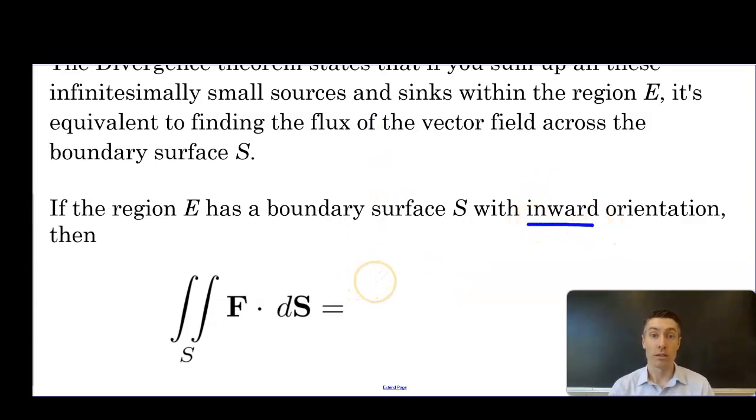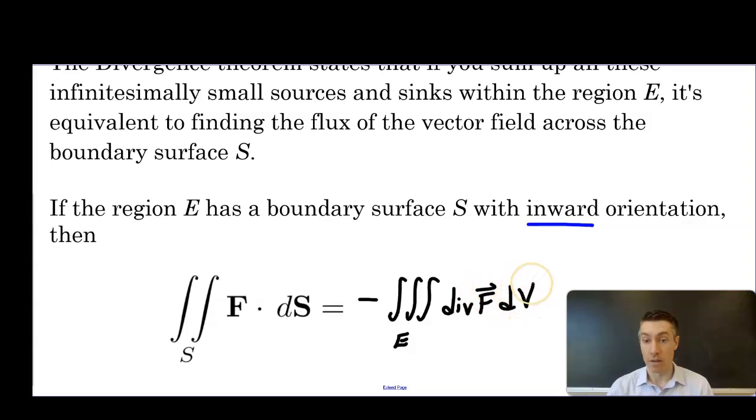then the adjustment to the theorem, double integral over S of F dot dS, is equal to the negation of the triple integral over E of the divergence of F dV. So a simple adjustment: if we have inward or negative orientation, we're just going to negate the triple integral that we're evaluating. Now, the divergence theorem works in both directions.